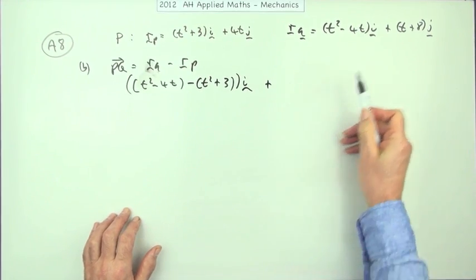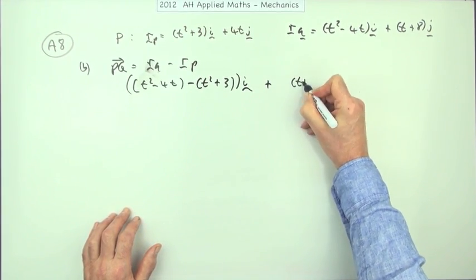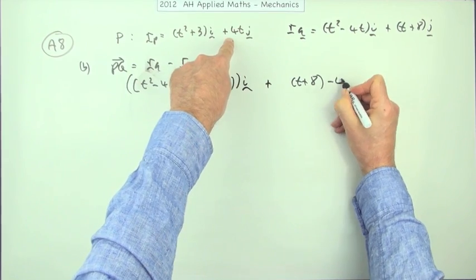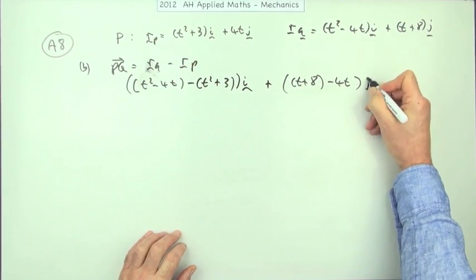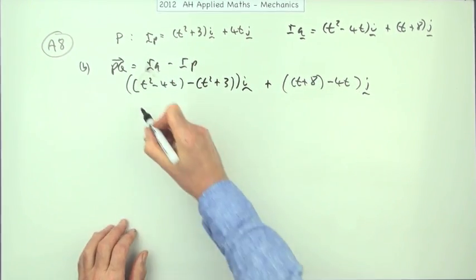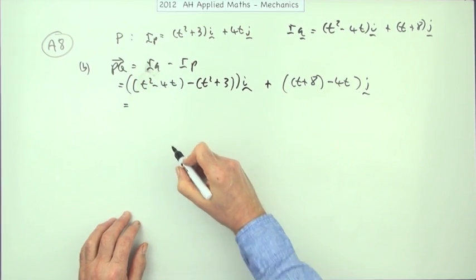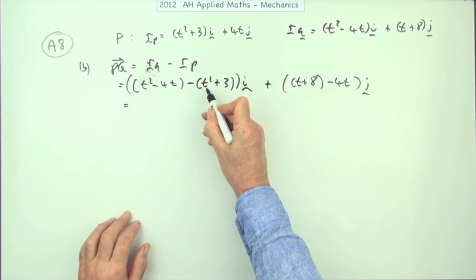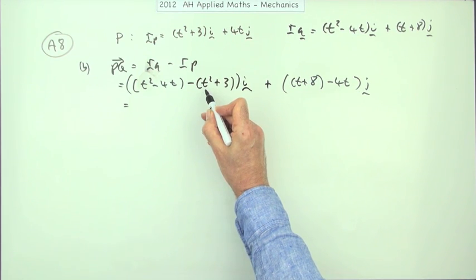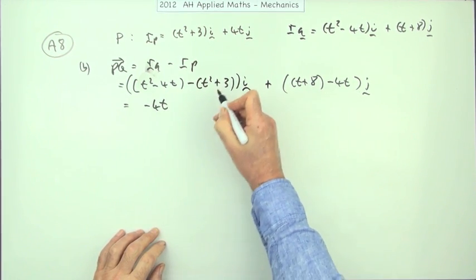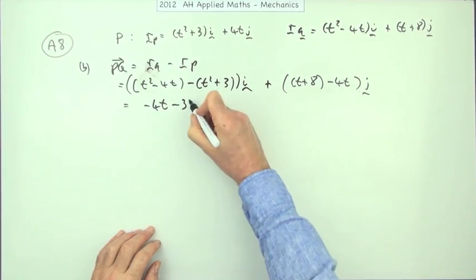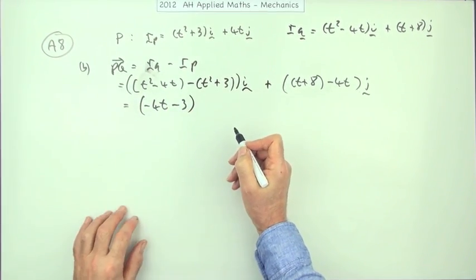Plus t plus 8 minus 4t for the j component. Tidying that up, well, luckily t squares disappear, notice that. So you've got negative 4t minus 3. Of course, that could have been positive if you did it the other way around and found QP.